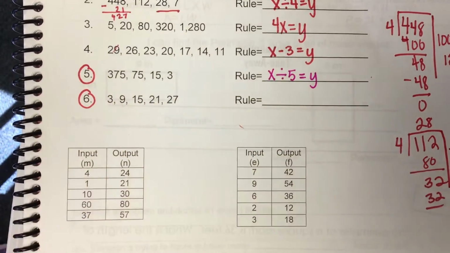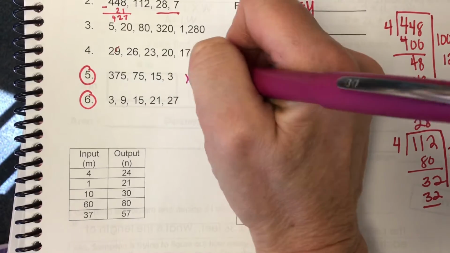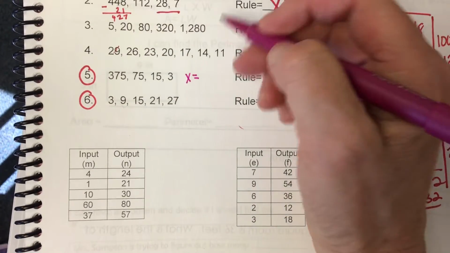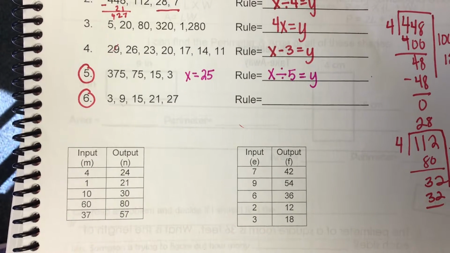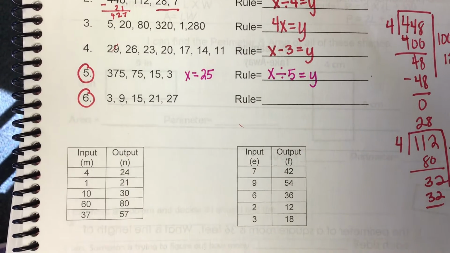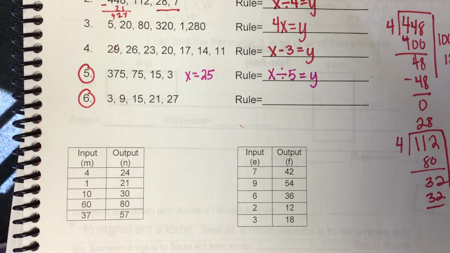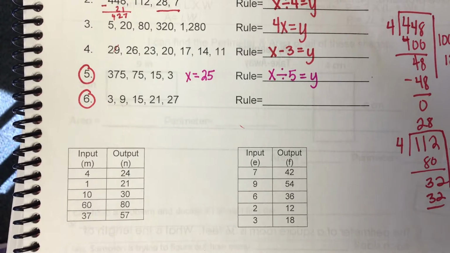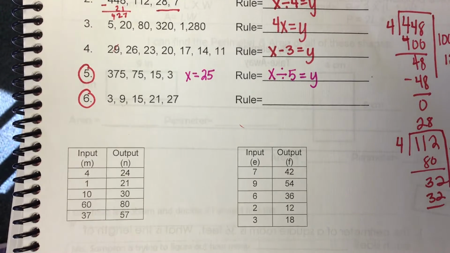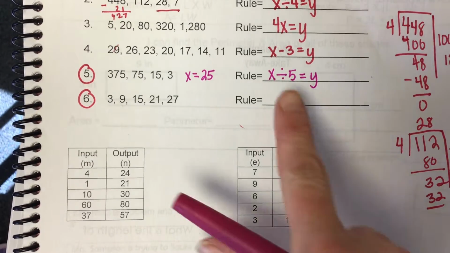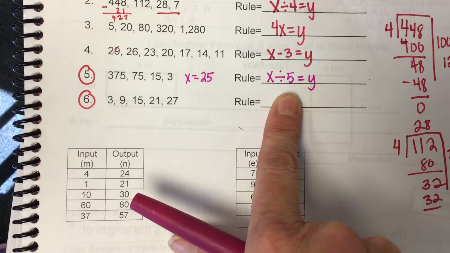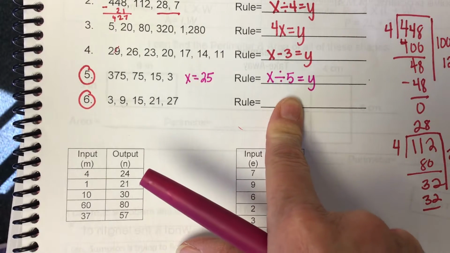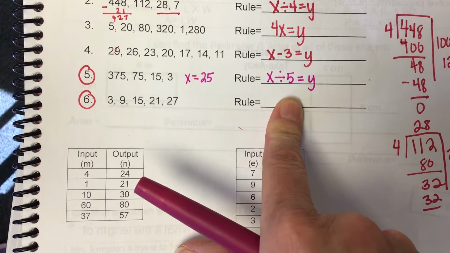What if my X was equal to 25? What would the Y be? If my X is equal to 25, what would my Y be? Okay, raise your hand, please. McKenna? 5. Okay, so what we need to know is that this rule needs to apply to every situation. Any number that you make X, this rule needs to apply to.